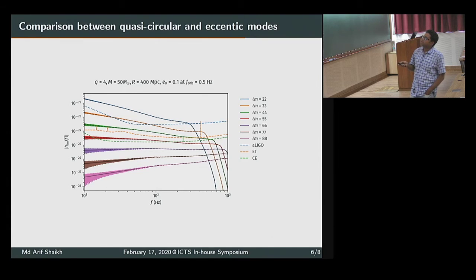But I would like to mention that the SNR, the signal to noise ratio, is basically an integrated effect. So if we integrate over this range from 10 to 1000 hertz, then the signal to noise ratio will accumulate, and it will give more than one SNR.